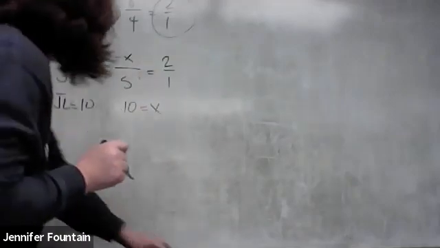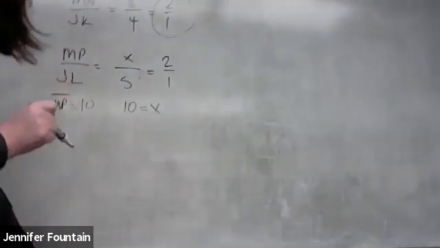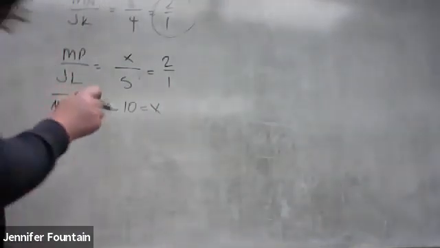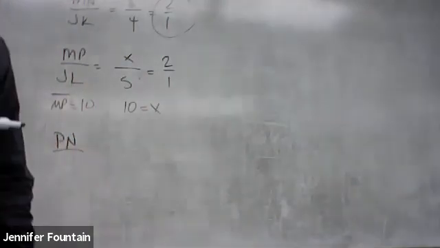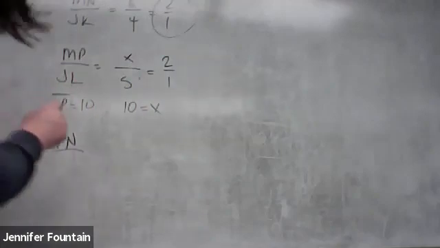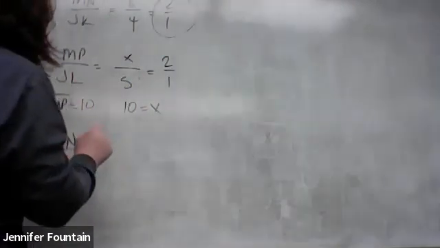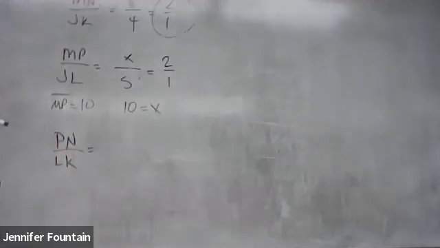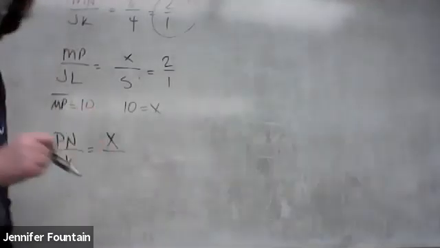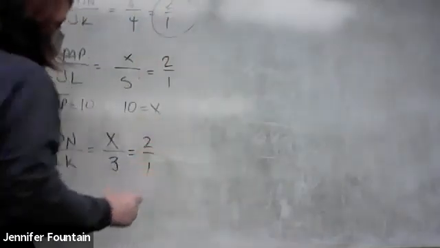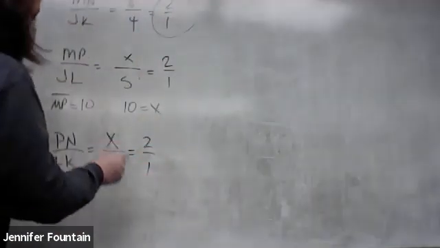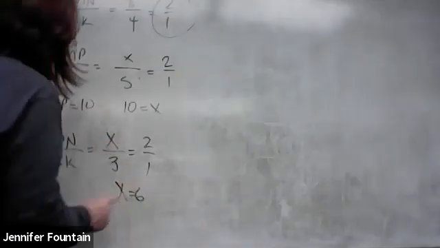Now we need to find, not JL, MP. That's what we were looking for. MP is equal to 10. Now we need to find PN. What side corresponds with PN? LK. Okay, so I'm trying to find the measure of PN, so that's going to be X. What is the measure of LK? 3. Again, same scale factor of 2 to 1. Plug in my scale factor, cross multiply. X times 1 is X, and 3 times 2 is 6.